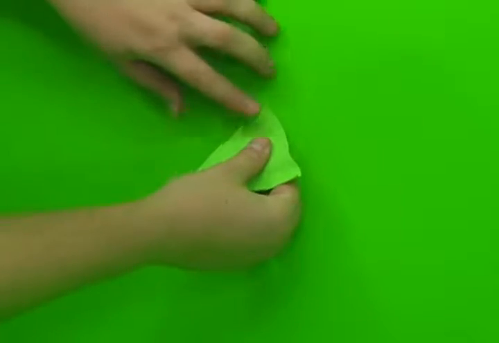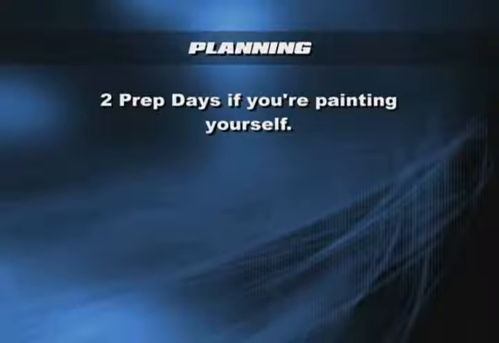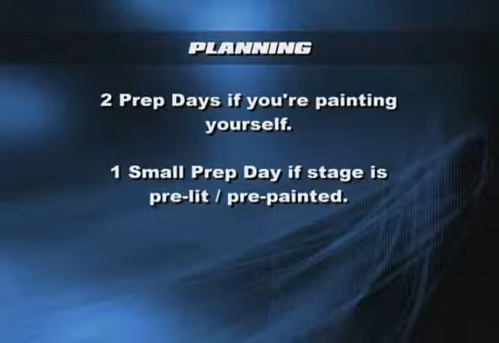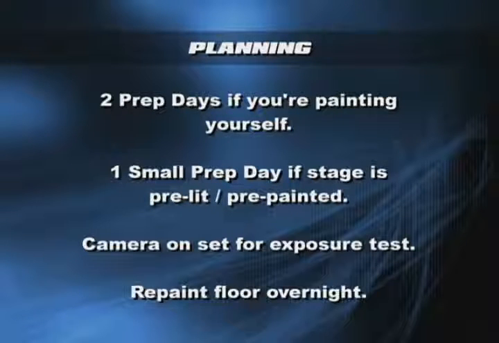If you're doing it yourself, you also have to coordinate both the painting and lighting crews. And someone also has to put up tracking markers on the morning of the shoot. So for all these reasons, it's important to have at least 2 prep days on the green screen stage. Or if you're renting it pre-painted and pre-lit, 1 day with a skeleton crew. And then very importantly, if you're shooting film, you need the camera on the set the night before the shoot to do an exposure test. But on the shoot day, nobody should be worrying about the green screen. Except to repaint the floor overnight, so you start fresh every day.